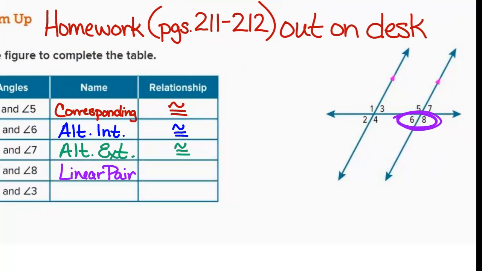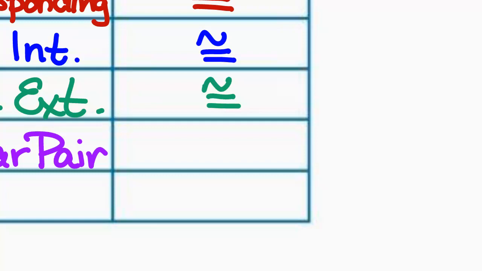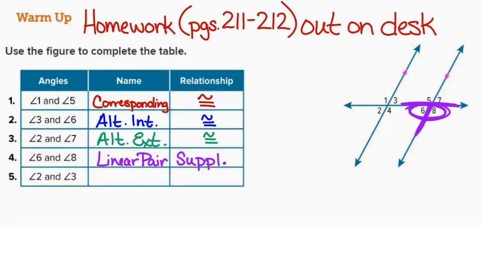Linear pair. Notice it's not touching 2 different lines with a transversal in between them. They share this side right here, and together they make this line. So I've got my linear pair there. What's the relationship on a linear pair? Supplementary. I don't have enough room to write the whole word supplementary, so I'm going to write S-U-P-P-L.